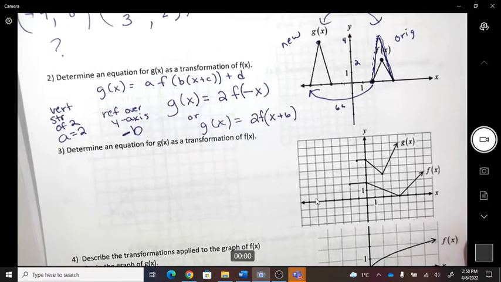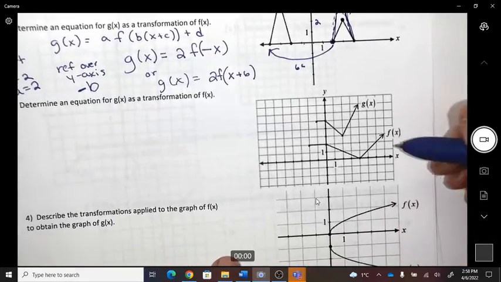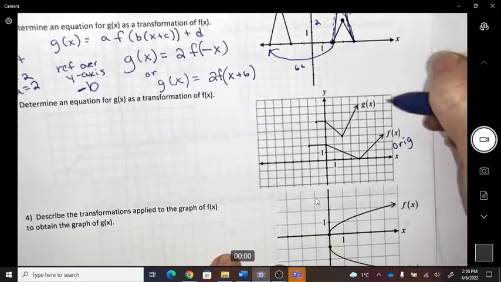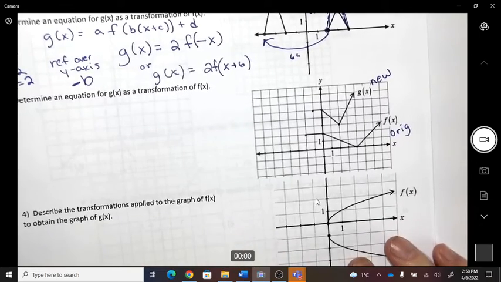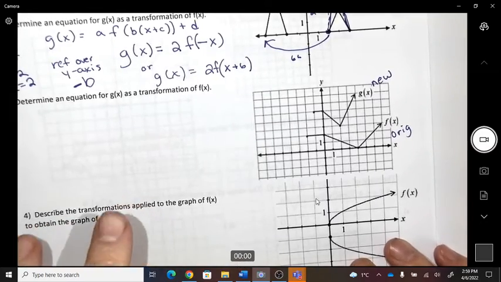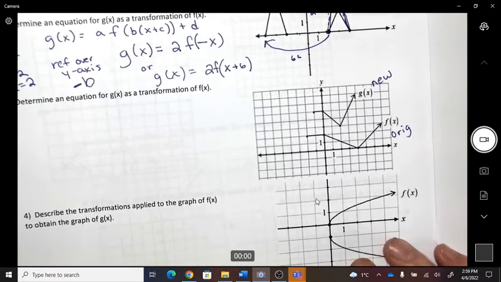Determine an equation for g of x. So this is my original and this is my new. Does anybody have a first instinct with what they're seeing? The first thing you have to look for is, was there any squishing, stretching, reflecting?